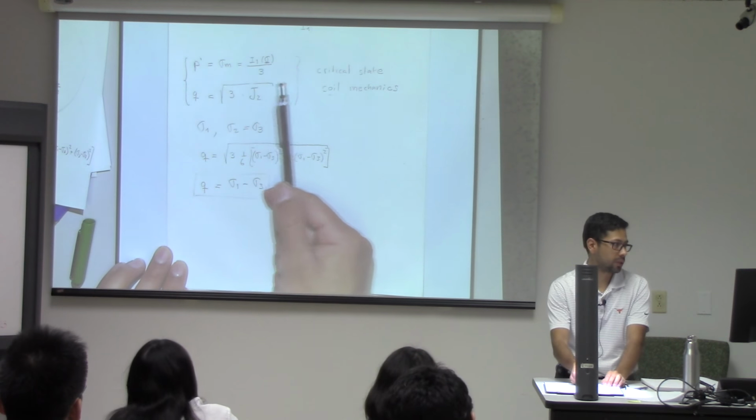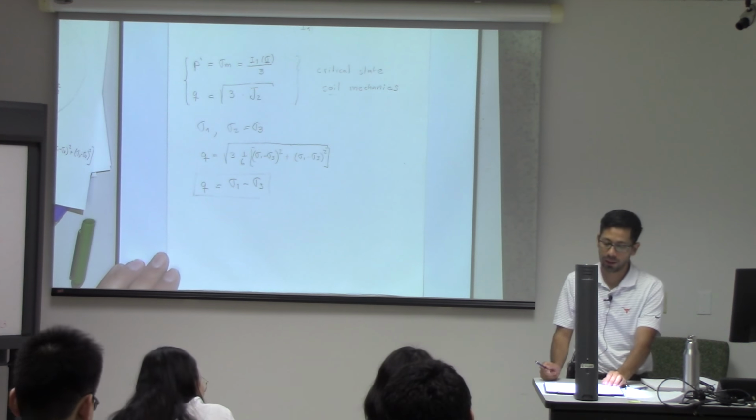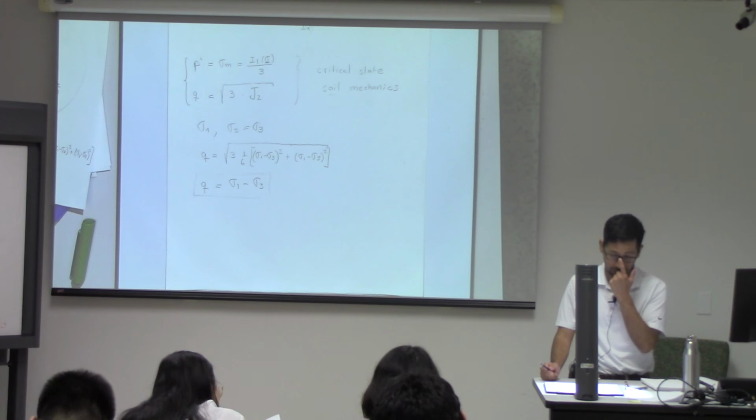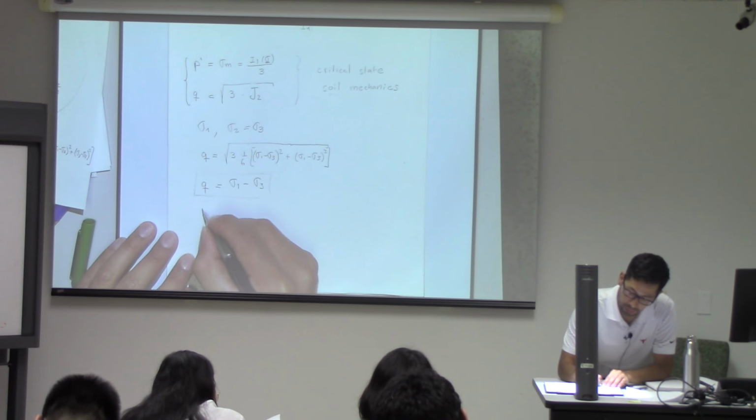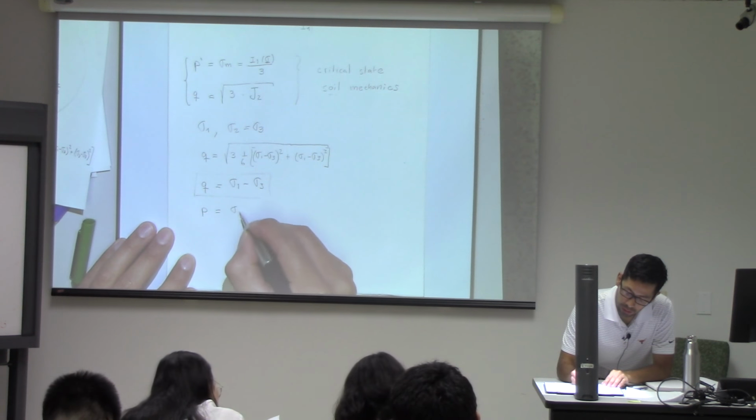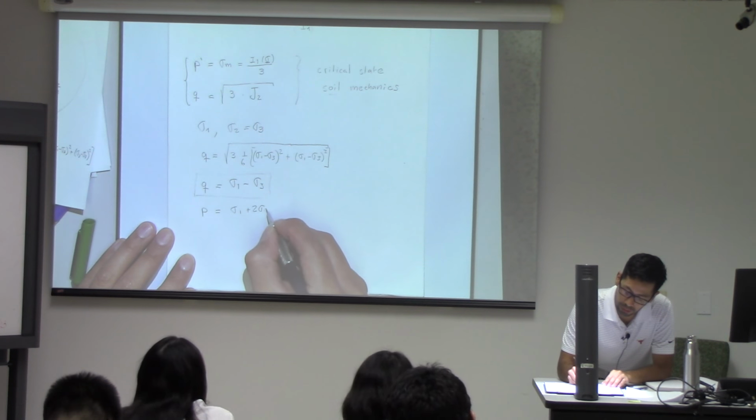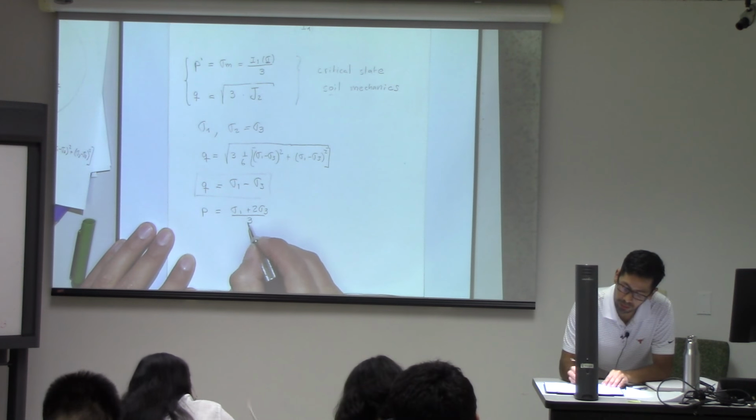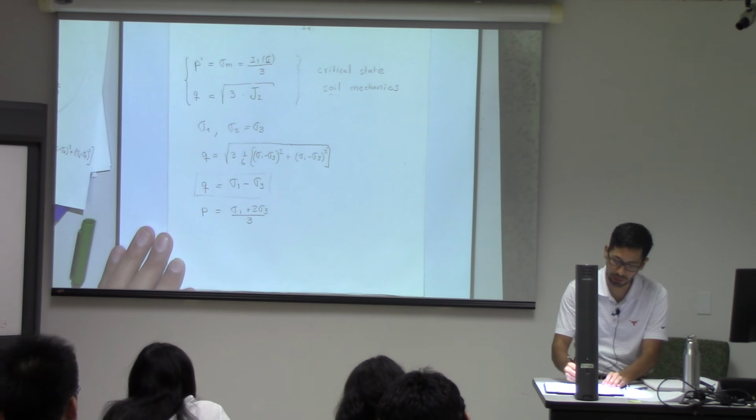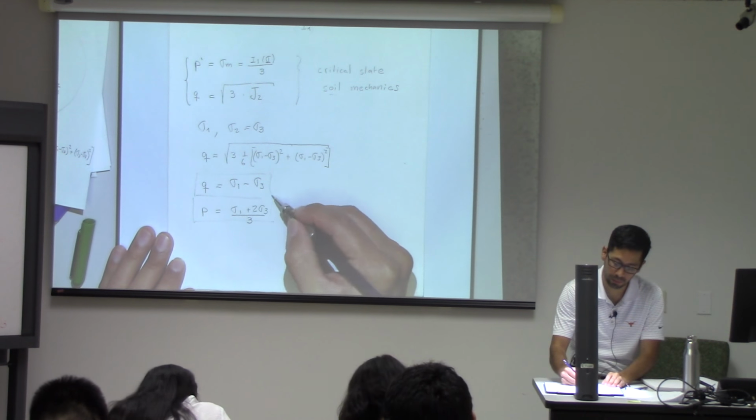And P is just going to be that. It's the average of the principal stresses. So let's write it too. P is going to be sigma 1 plus 2 sigma 3 divided by 3, assuming that sigma 2 is the same as sigma 3.